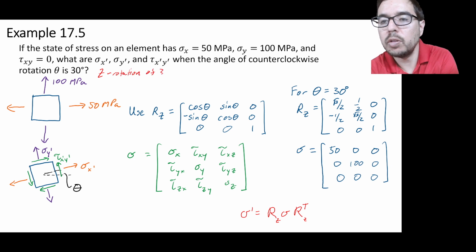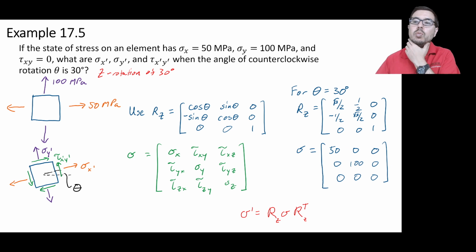of 30 degrees. Okay, so we select the rotation matrix for z, that was from the previous page, and we can plug in theta equals 30 degrees to solve for these terms. And we have our original tensor representing the original state of stress at the 0-degree rotation. It's just the original tensor. And then we populate it with 50, 100. There's no shear stress.